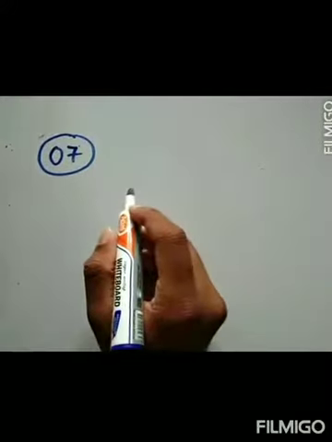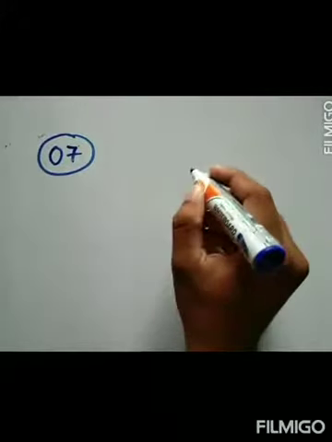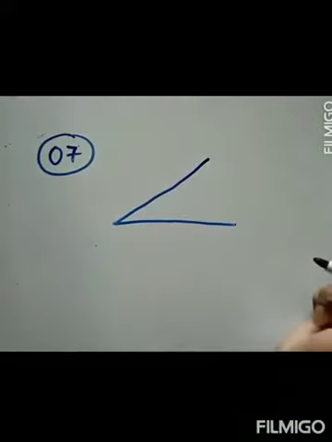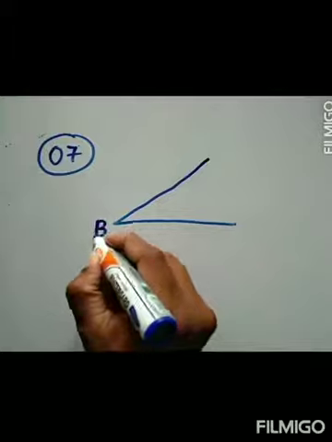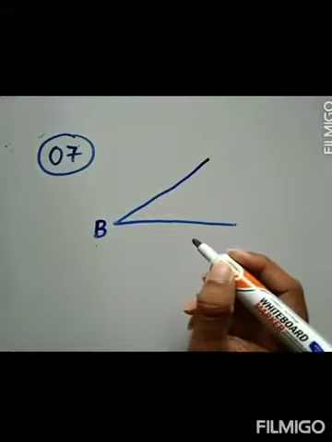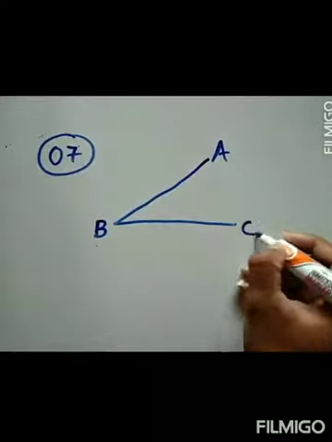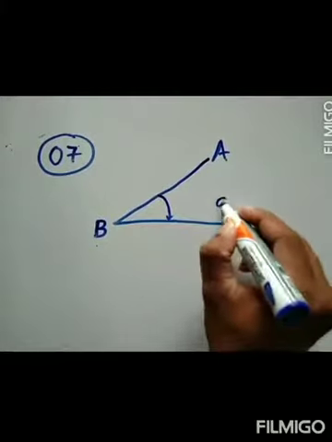They say that draw an acute angle with the arms AB and BC. So you have to draw an angle less than 90 degrees. So like this you have to draw. Then name it as, the B is the vertex. Then the other two points should be A then here C, then AB and BC, this is the acute angle.